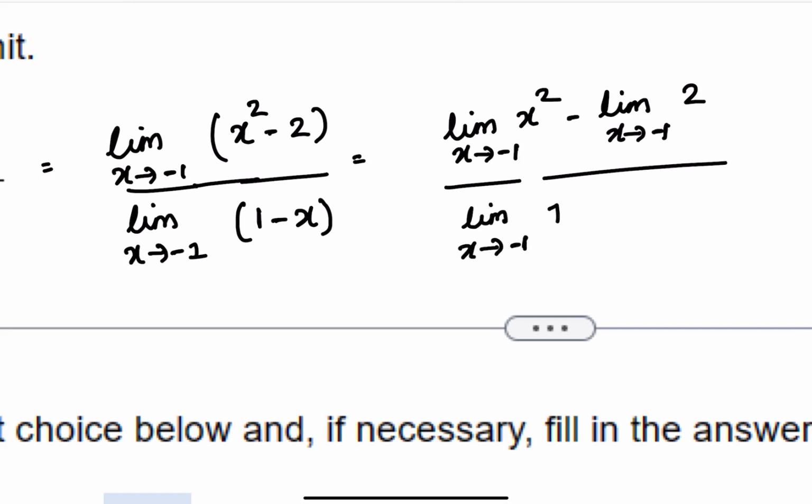Like I said, you don't have to. This is just for me to show you that these are the steps. Approaching -1 of x. Again, this is a constant. Limit of a constant is a constant.